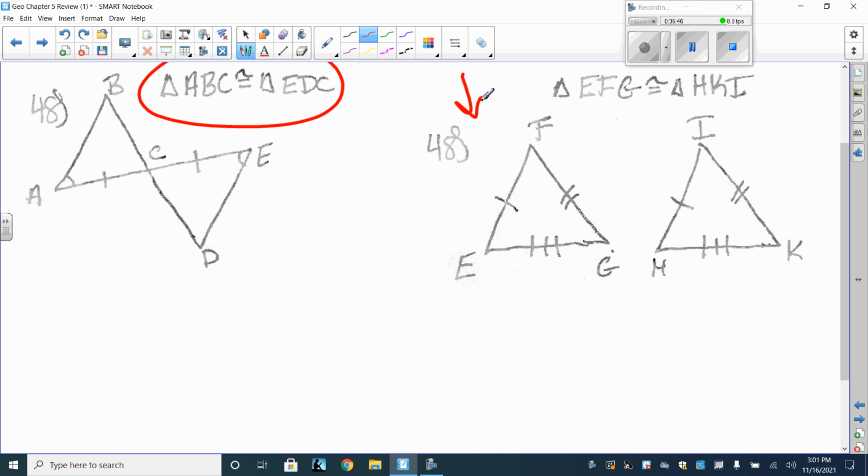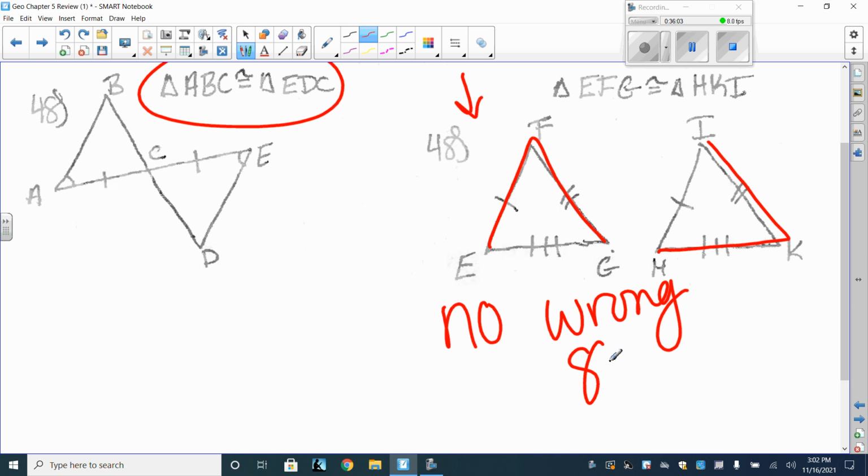Now, the first one is EFG. So EFG, yes? And the other one is HKI. Are those two statements the same? No. Wrong statement. And that's all we have to say. Now, we'll go and look at the other 48 because it's right here.